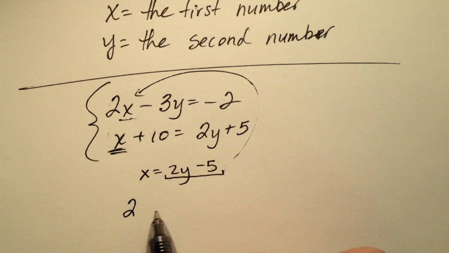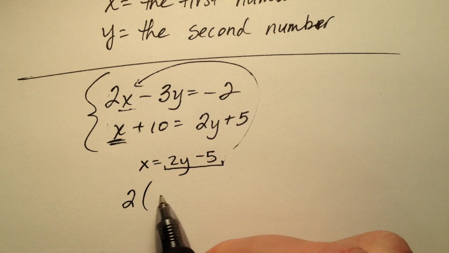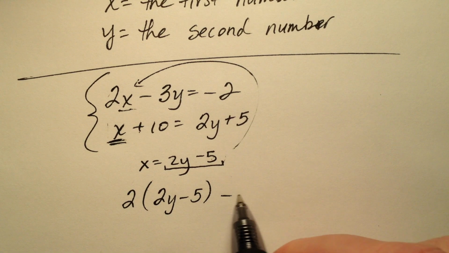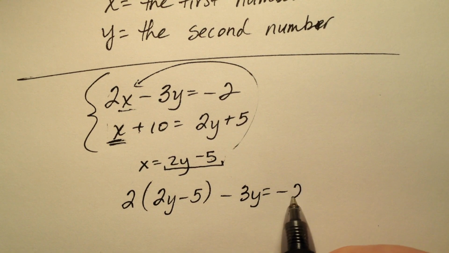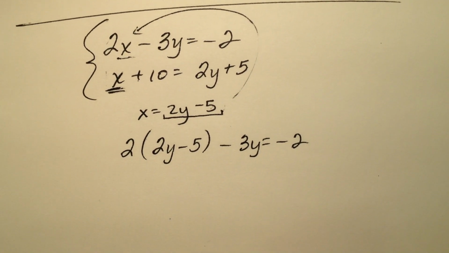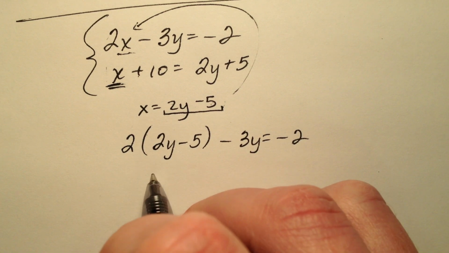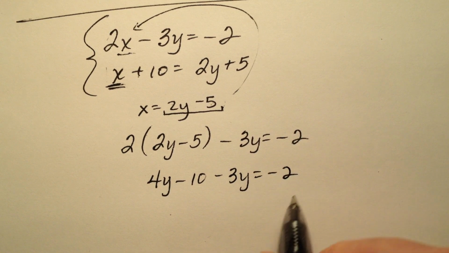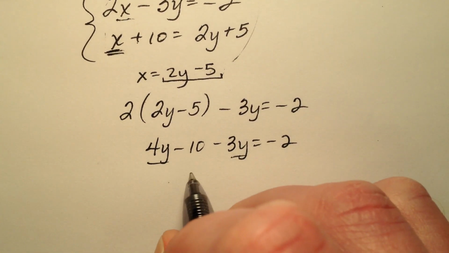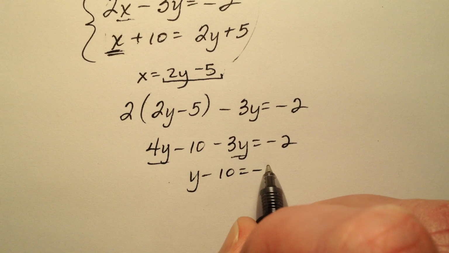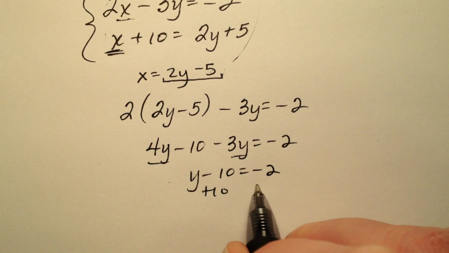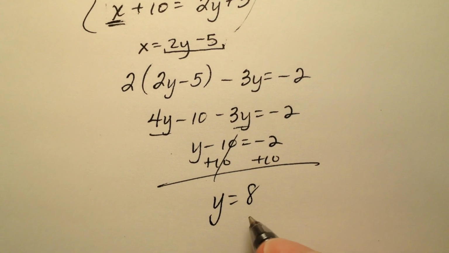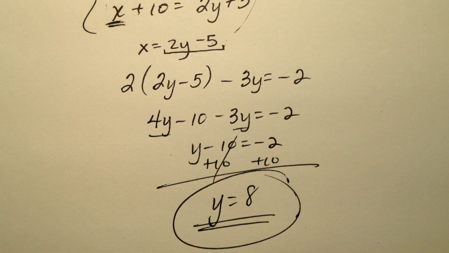So 2x minus 3y equals -2. So 2x, and we're going to plug in this expression for x, minus 3y equals -2. So now it's just a matter of solving this equation for y. So the distributive property right here, and then I'll combine like terms and say y minus 10 equals -2. So when I add 10 to both sides, my value of y is going to be 8.